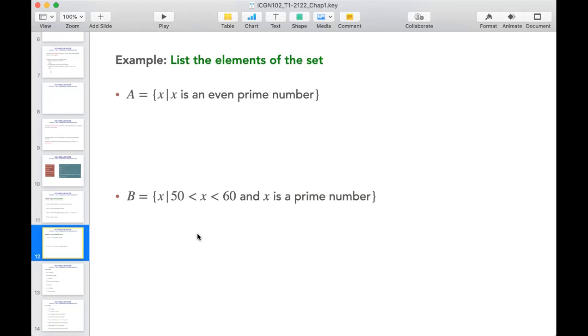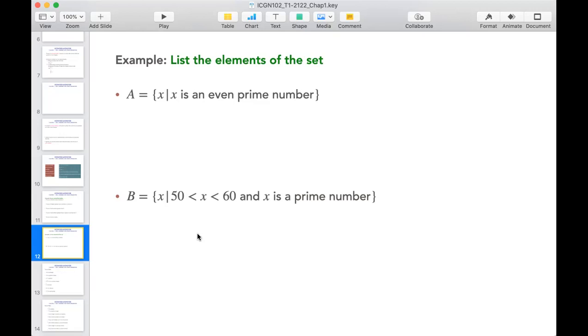What about this set? Okay. In this one, you can write down the set like this. It says even prime number. The even prime number. So you can see that there is only one value that is an even number. What is it? 2. So this set, even prime number, is 2.